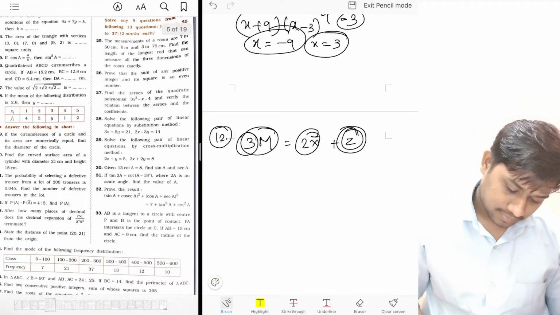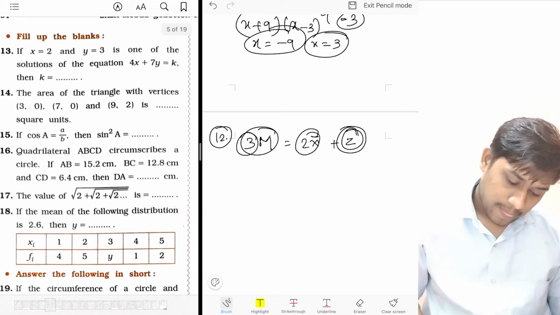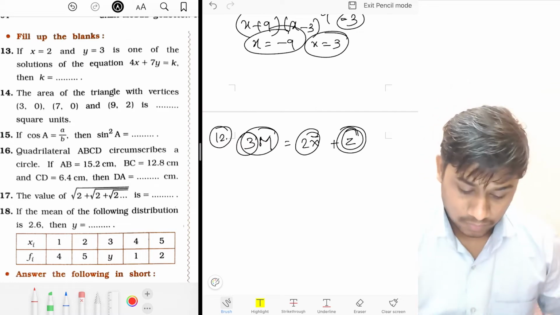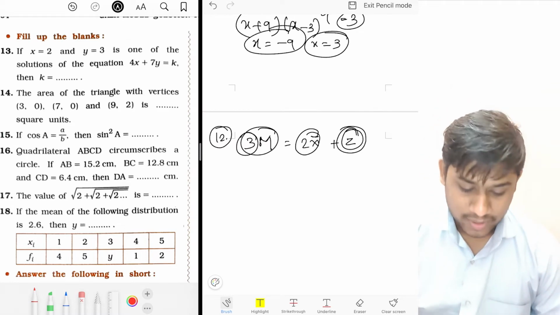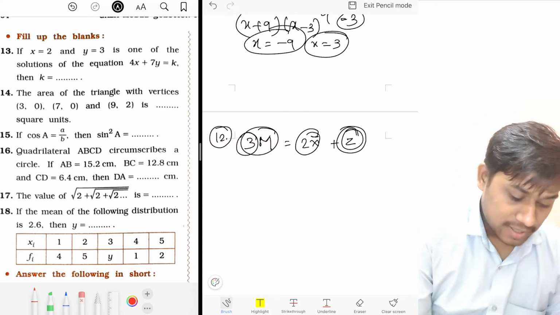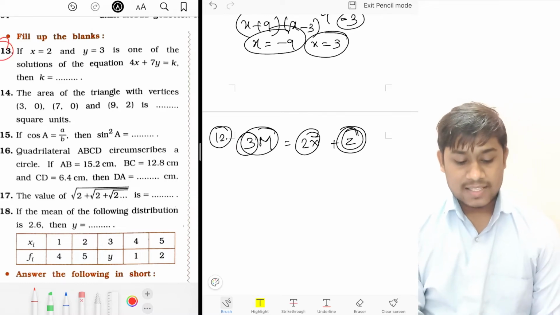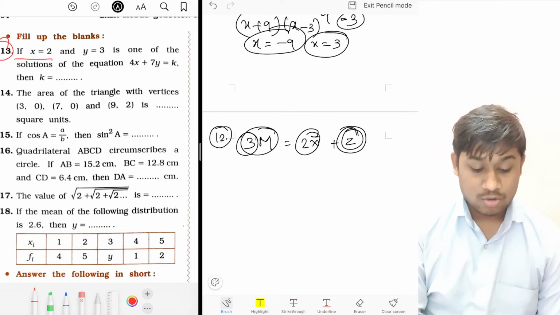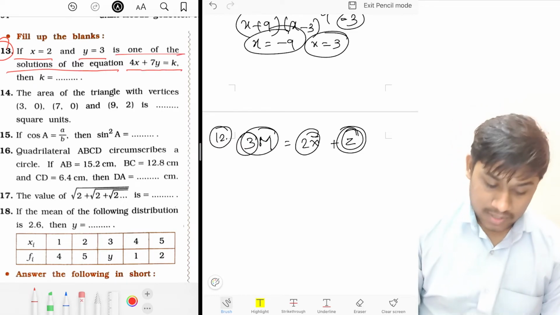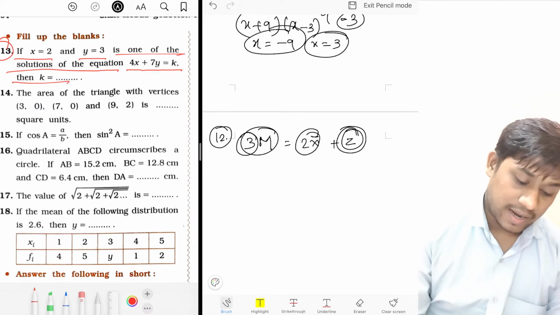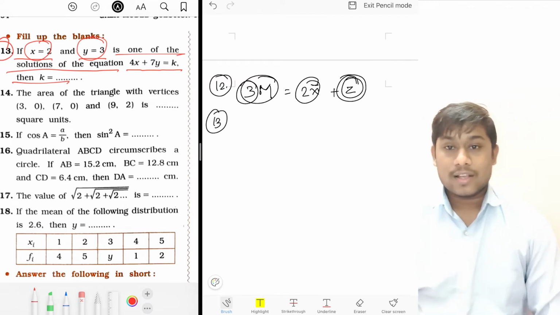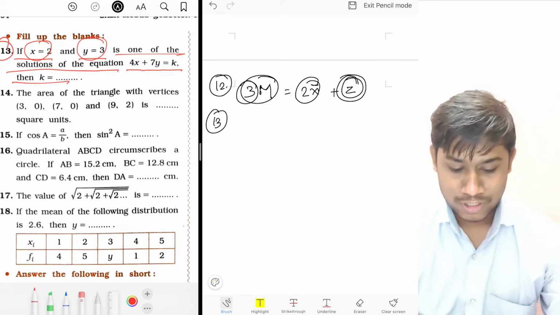Next. Now question number 13. So you see this one. Here what you see? Question number 13, right? So if x equals 2, y equals 3 is one of the solutions of the equation 4x plus 7y equals k, then k equals, see, if these two are a solution, just substitute x and y in the equation, okay?